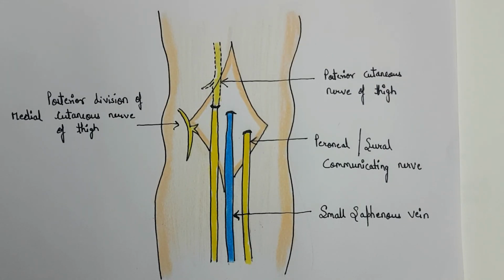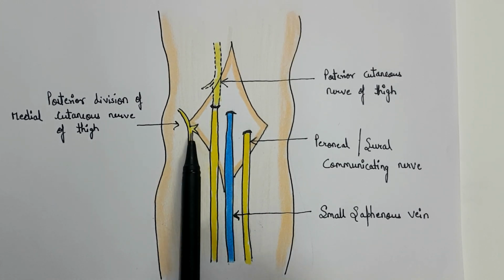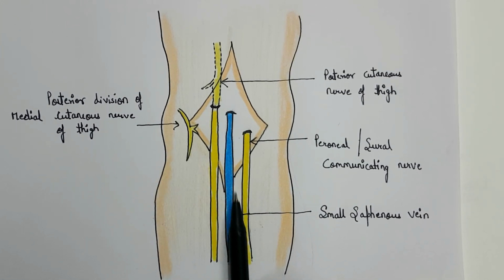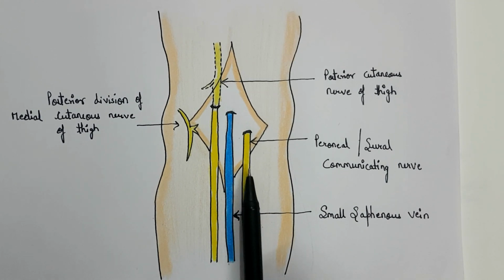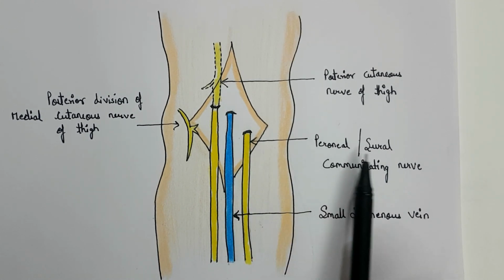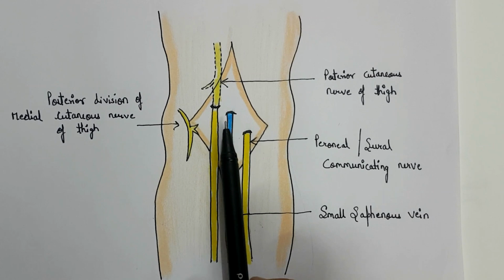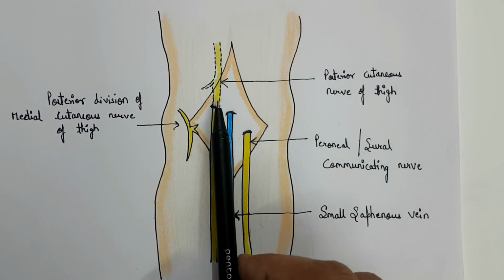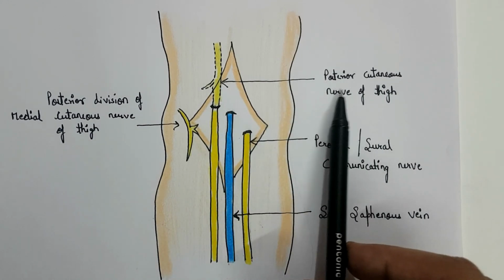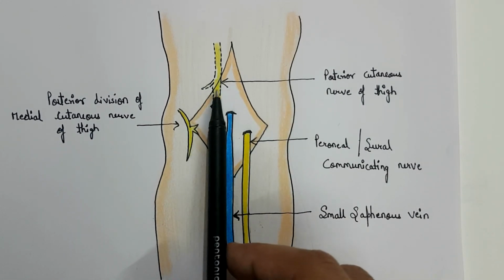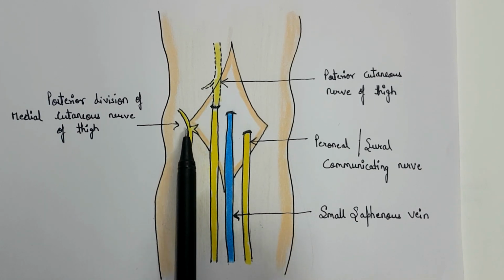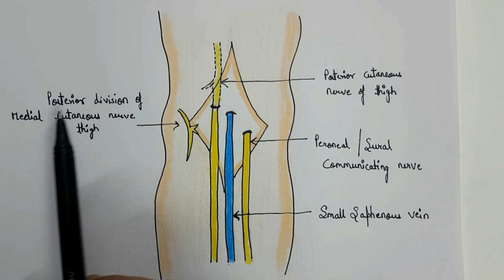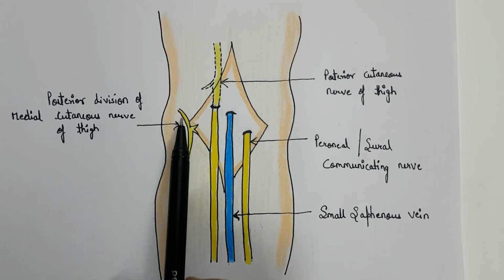Now let us see the structures in the roof of the popliteal fossa using a diagram. We could see a vein and 3 cutaneous nerves. The vein is the small saphenous vein. This nerve is the peroneal or the sural communicating nerve. This right here is the posterior cutaneous nerve of the thigh. As you could see, some part of the posterior cutaneous nerve of the thigh lies as a content of the popliteal fossa. And finally we have the posterior division of the medial cutaneous nerve of the thigh, that is this one.